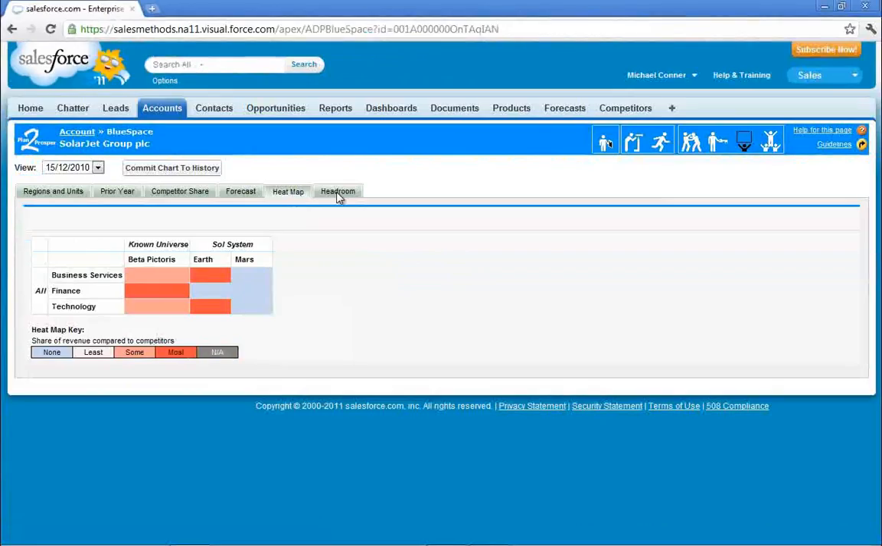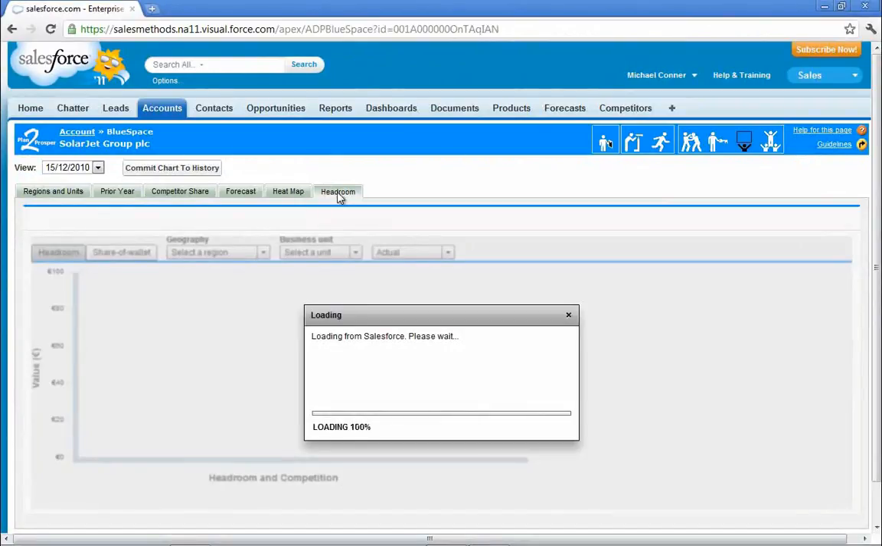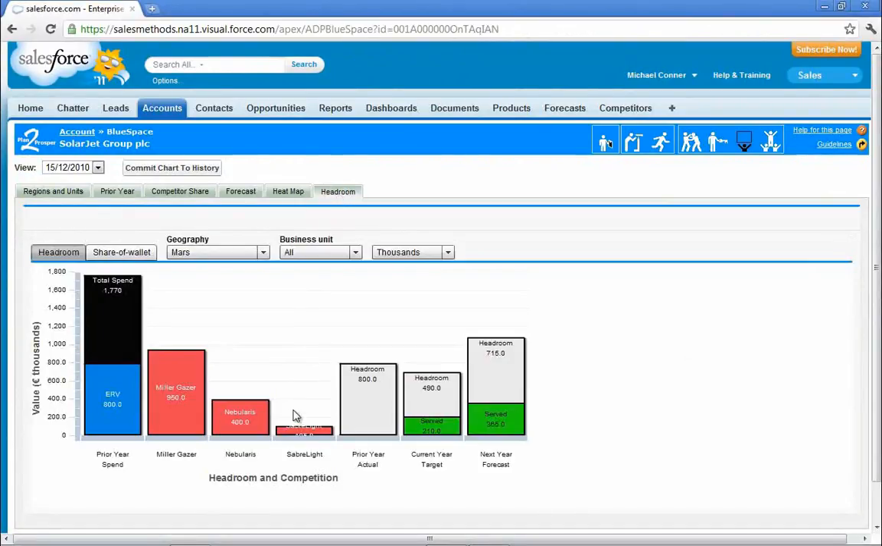Review headroom analysis, the ERV, competitor share, and current and forecast business. Determine the validity of the forecast and amend as necessary. Finally, once you have completed your analysis, record the fiscal objectives.